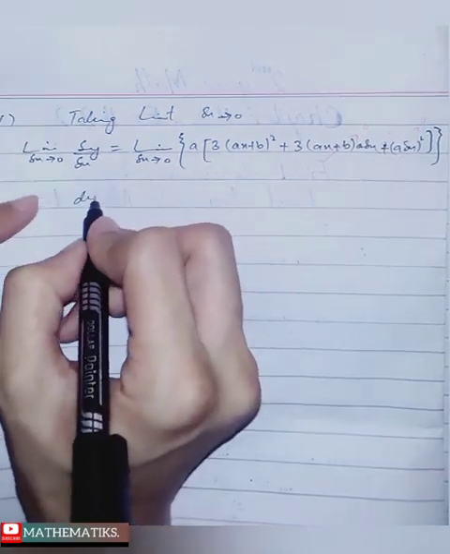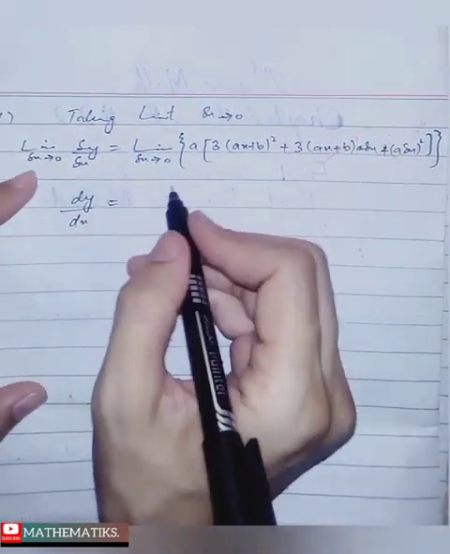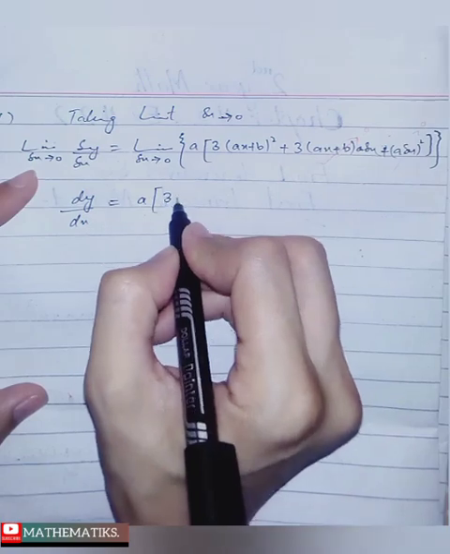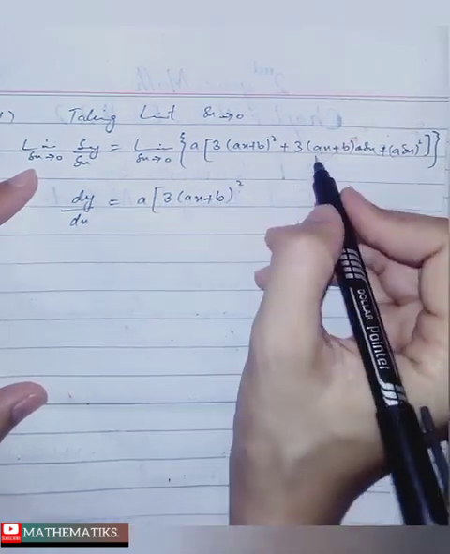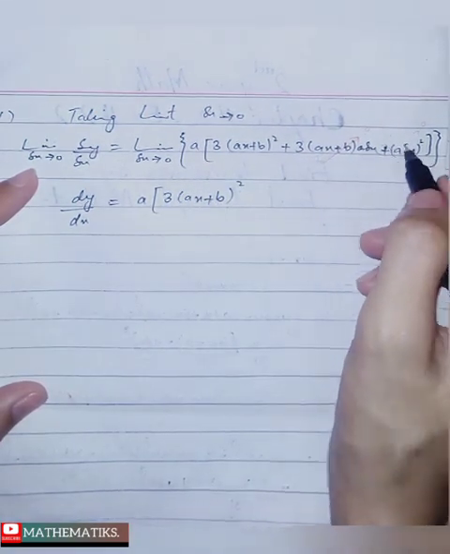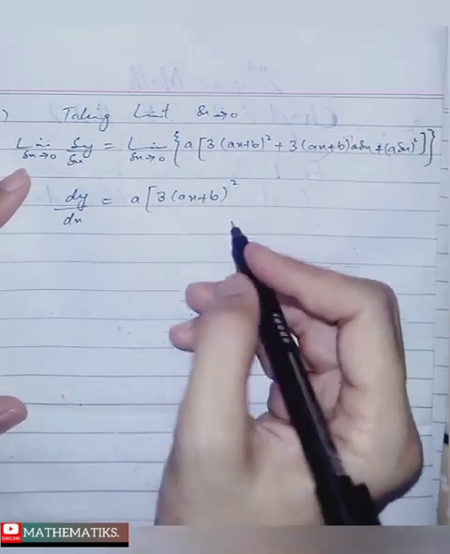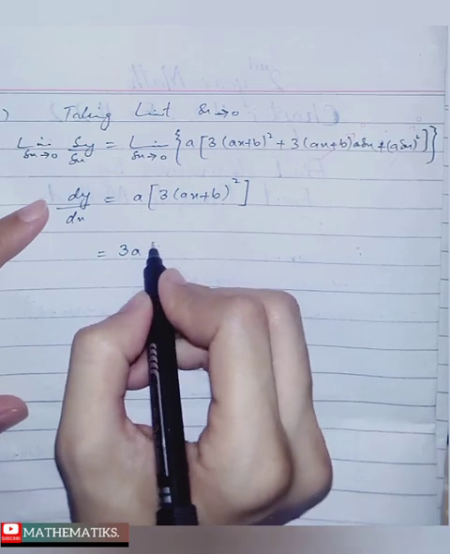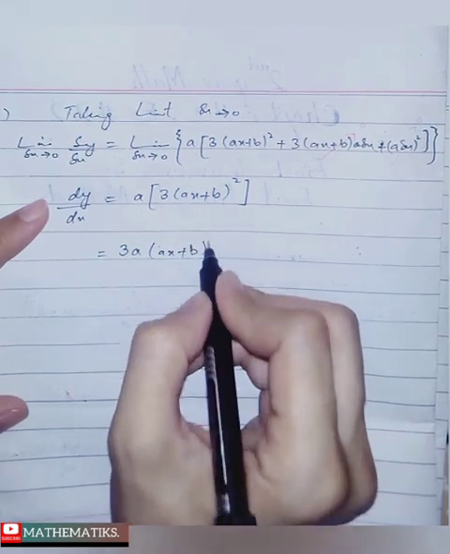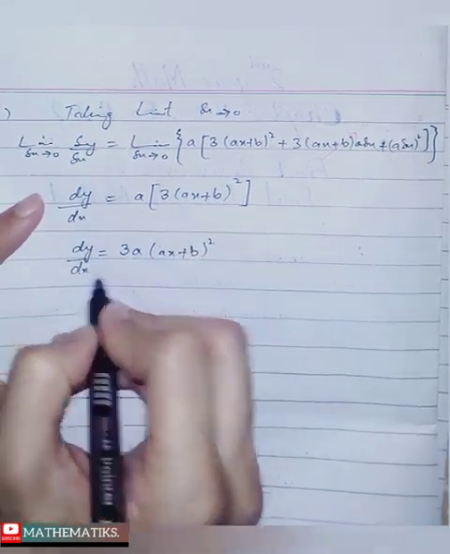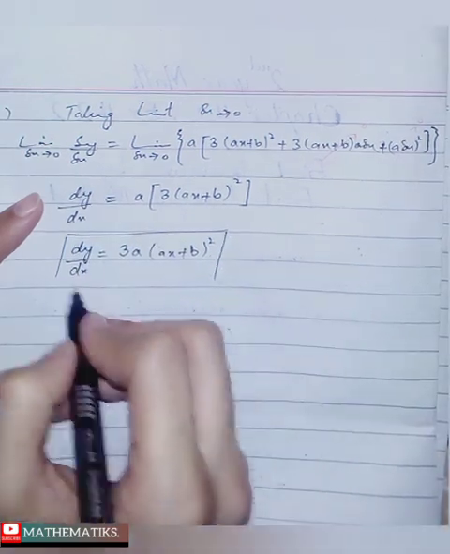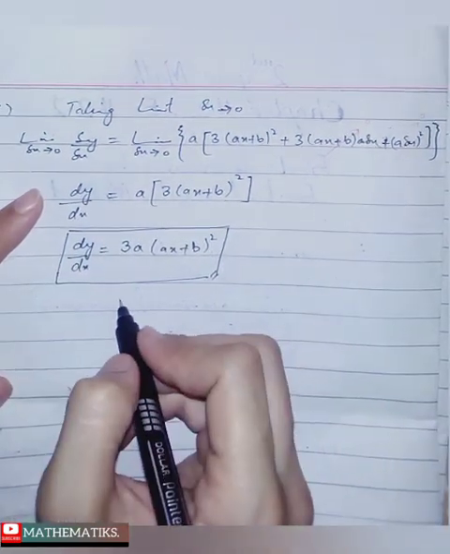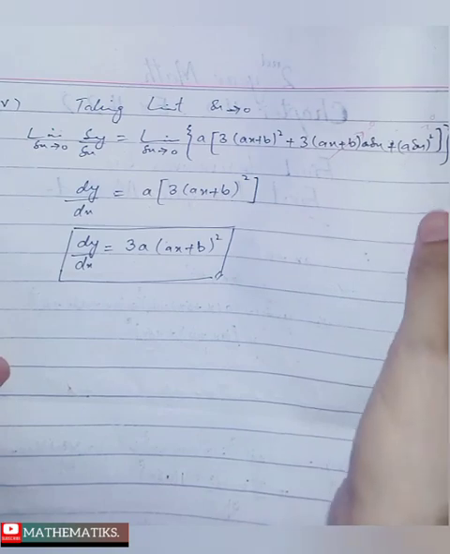This side becomes dy divided by dx is equal to a into 3 ax plus b whole square. This factor includes partial x, so it becomes 0. This also includes partial x, so it also becomes 0. Our remaining answer is 3a into ax plus b whole square, which is our required derivative by first principle method. So I hope you understand how we can find derivatives by first principle method.